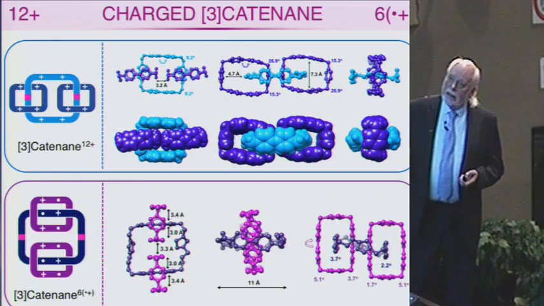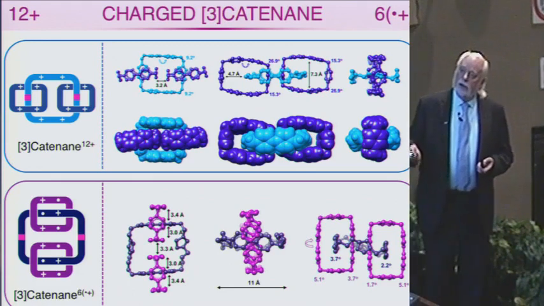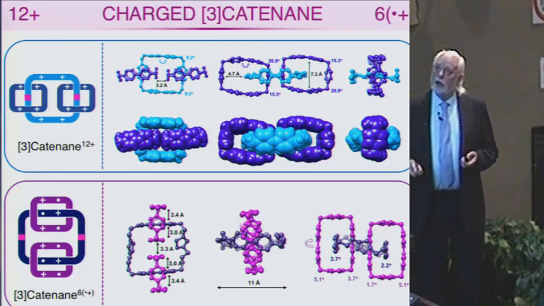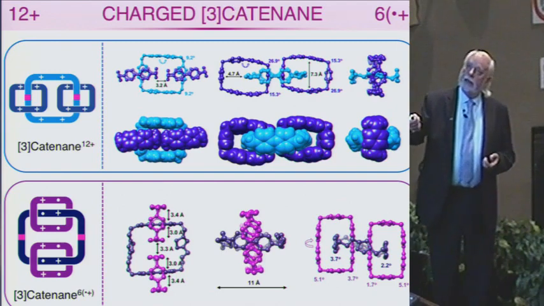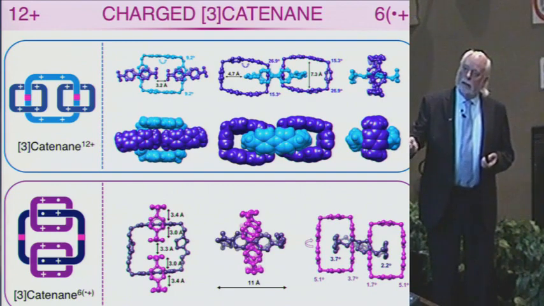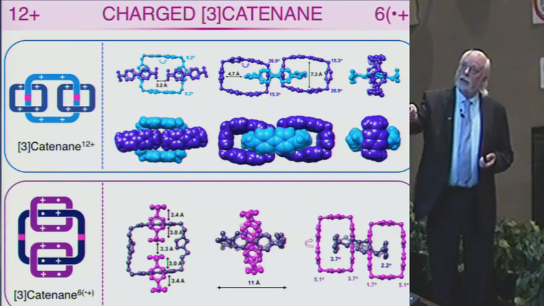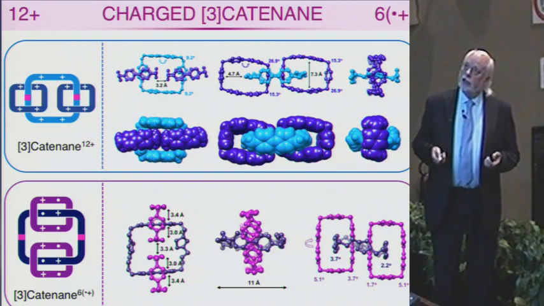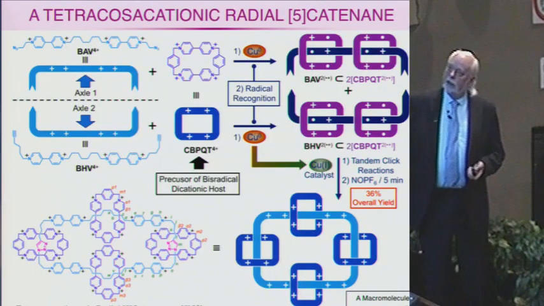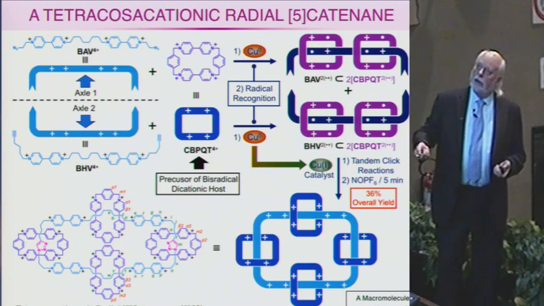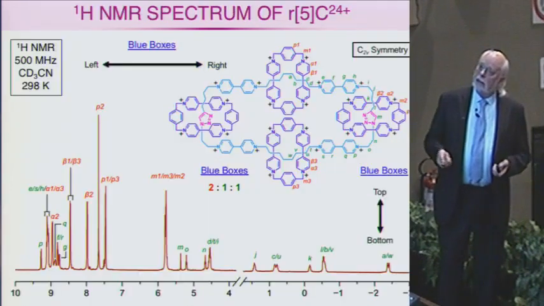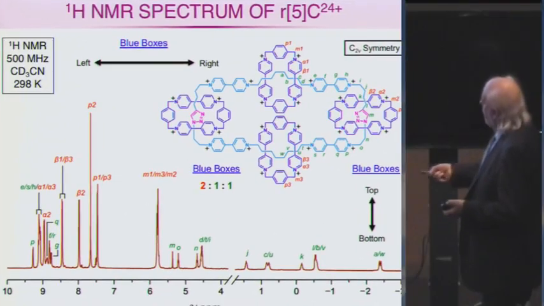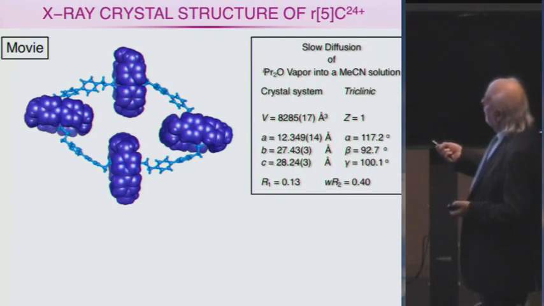And so this is the radical chemistry where you see the rings matching up with the bipyridinium units, and then when they're oxidized, they slip round to the triazole rings, the five-membered rings, to get away from the charge. And he has repeated this with a necklace-type molecule, or a five-catenane, and again, beautifully characterized by NMR and by X-ray crystallography.